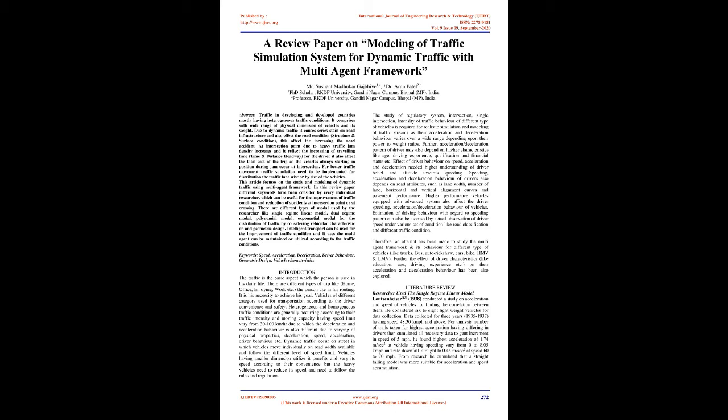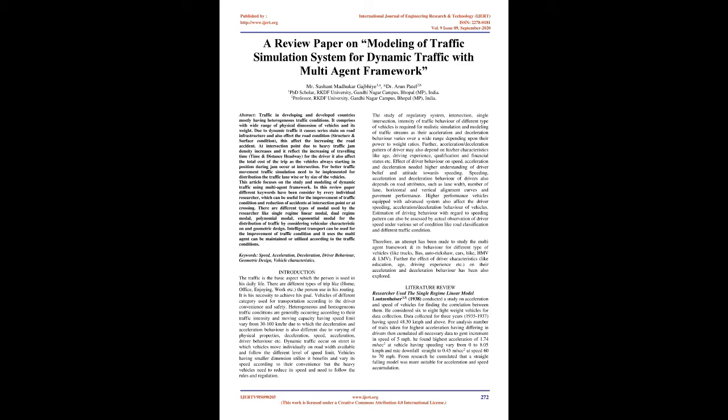Introduction: traffic is a basic aspect which a person uses in daily life. There are different types of trips, like home, office, enjoyment, work, etc. that the person makes in his routine. It is his necessity to achieve his goal. Vehicles of different categories are used for transportation according to the driver's convenience and safety.